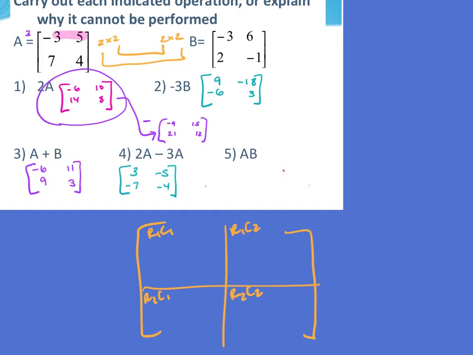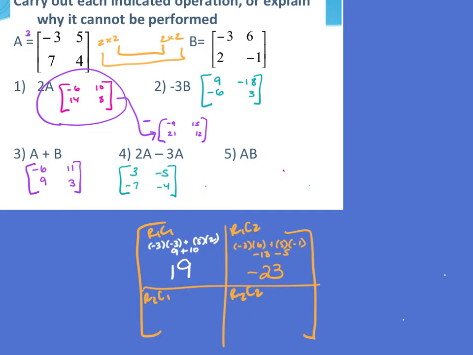So the first thing I'm doing is row 1, and I'm going to do it by column 1 first. So negative 3 times, let me get a different color so it's easier to see on the blue. Negative 3 times negative 3 plus 5 times 2, 9 plus 10, which is 19. Then I go to column 2. So still row 1, column 2, negative 3 times 6 plus 5 times negative 1, negative 18 minus 5, negative 23.